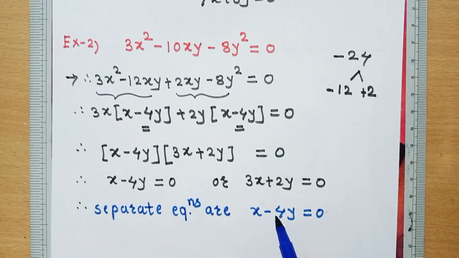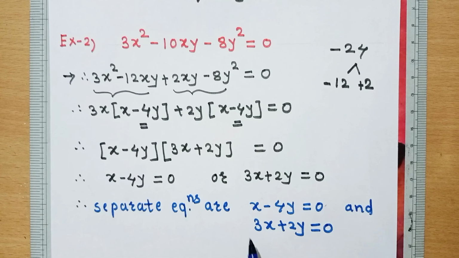Therefore the separate equations are x minus 4y equal to 0 and 3x plus 2y equal to 0, and you have to solve in the same way.